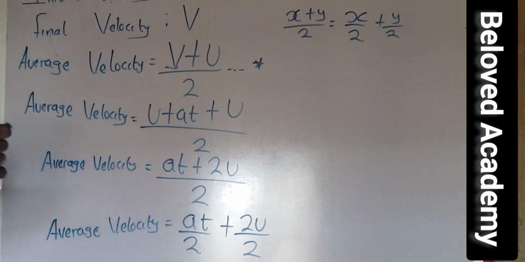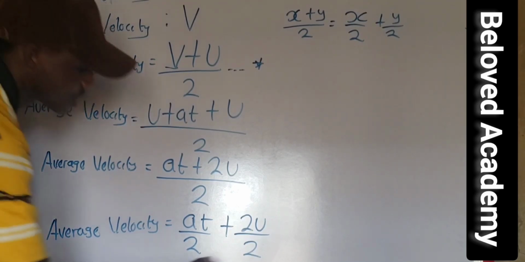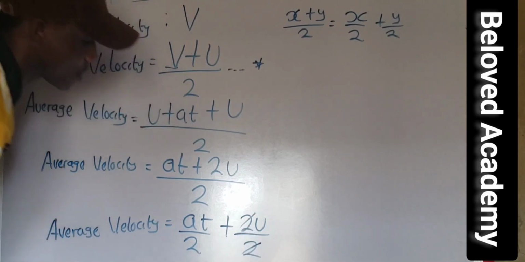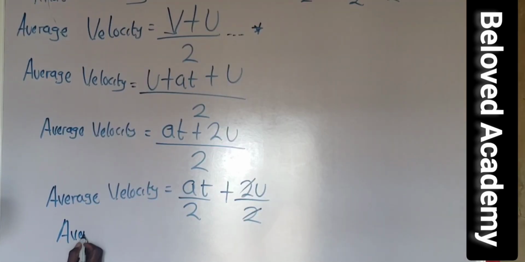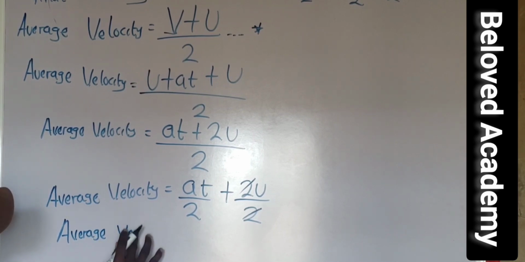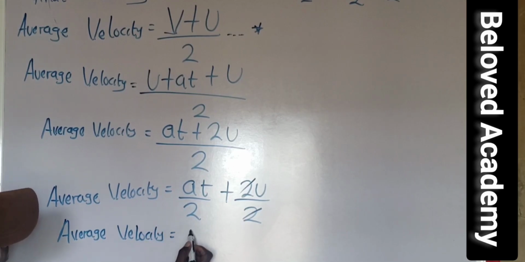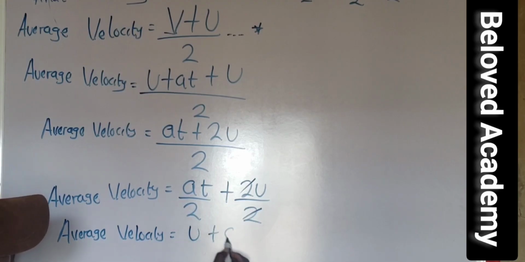Okay. Now, these two can cancel these two. So I'm going to have average velocity equals u plus at all over 2.